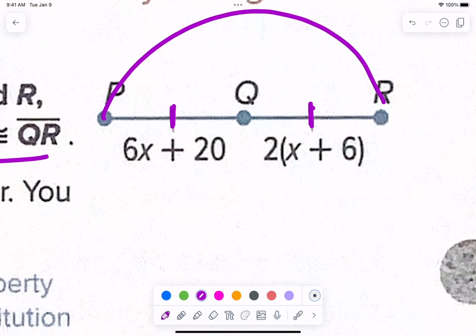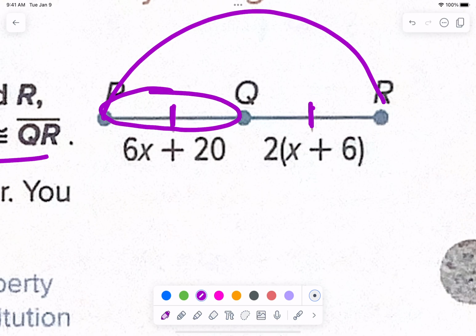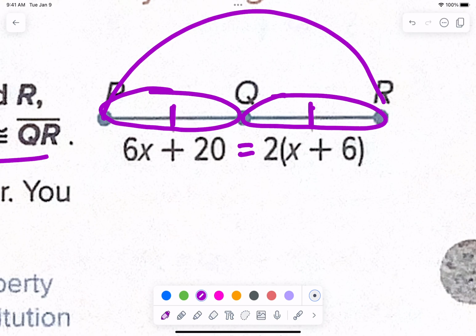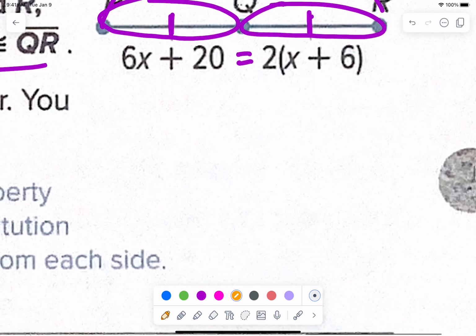But if I know they are the same length, I don't need to know what the full distance is, right? I know that the first chunk is 6x plus 20, and I know the second chunk is 2 times x plus 6. You just set them equal. Can I set them equal to each other? Sure, I can set them equal because the distances are the same, right? Okay, so I'm just going to set them equal, and I'm going to do my math right below.